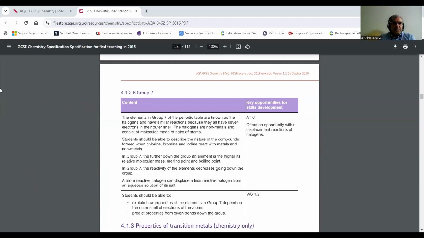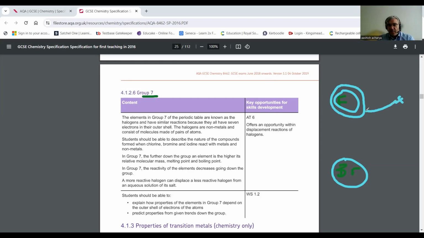Now with group 7, this has happened before. How do we prove group 7 elements are less reactive as you go down? More reactive at the top and less reactive as you go down. Well, let's take a look at fluorine, for example, and compare that against bromine. Okay, fluorine is closer to the top, whereas bromine is closer to the bottom of the group. And we can see here that fluorine does only have 2 shells. Its electron configuration is 2,7. Okay, it needs to gain an electron.